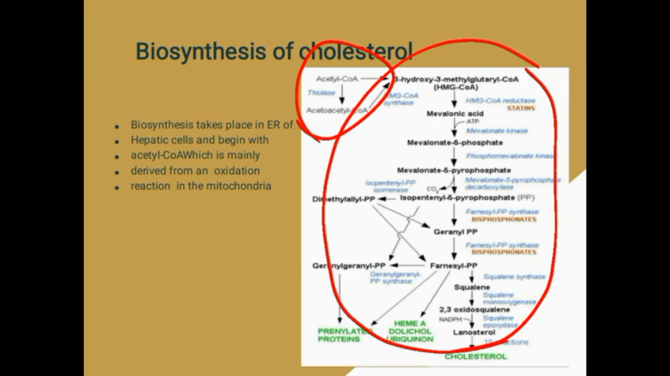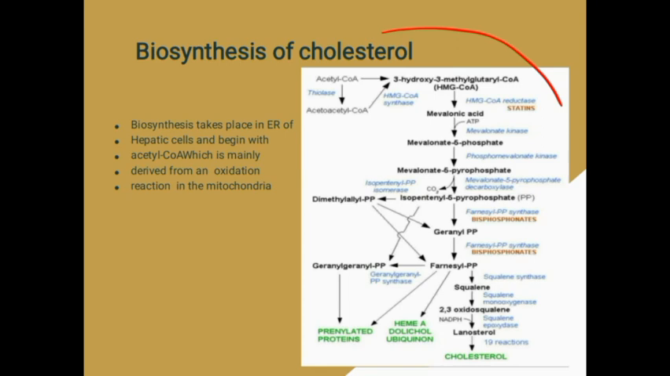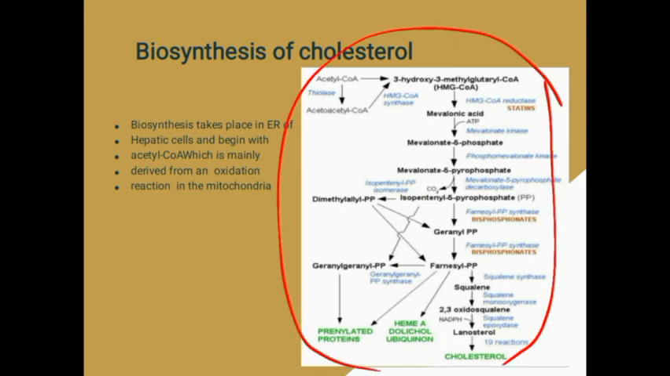Here 3-hydroxy-3-methylglutaryl-CoA is converted into mevalonic acid, then mevalonate 5-phosphate, then mevalonate 5-pyrophosphate, then isopentenyl pyrophosphate, then geranyl, then farnesyl, then squalene, then 2,3-oxidosqualene, then lanosterol, then cholesterol. This is the whole process of biosynthesis of cholesterol. By this, cholesterol is formed from acetyl-CoA.